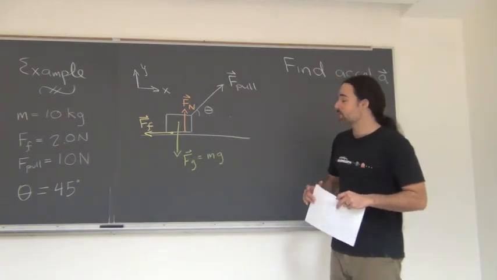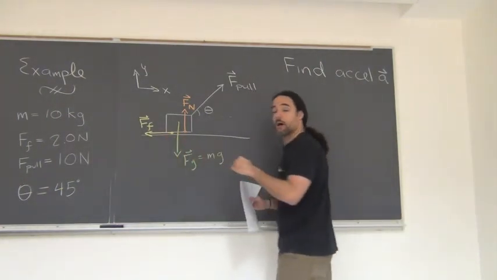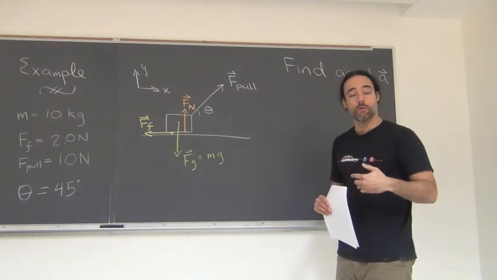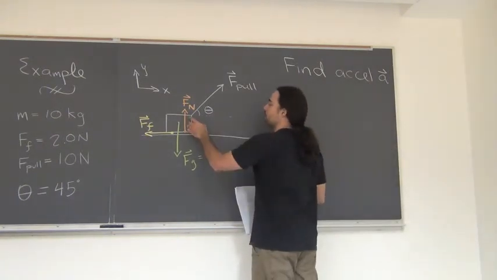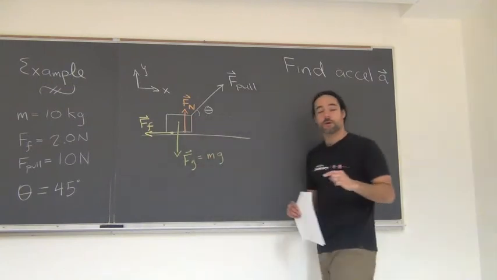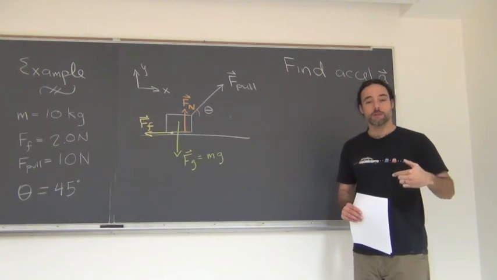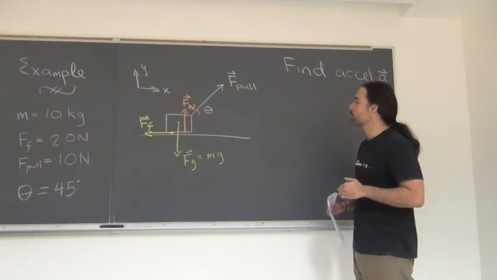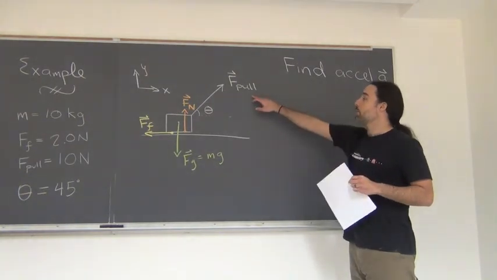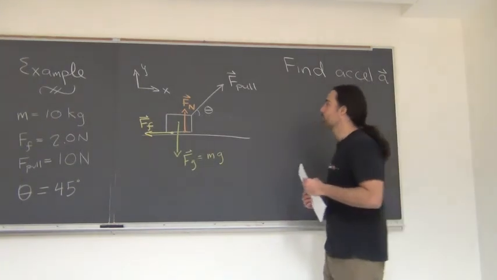Now that's pretty easy for most of the forces. So the force of friction is only along the horizontal, so that's only going to be in the negative x direction. The normal force and the gravitational force are both completely vertical, so they are going to be only along the y direction, positive or negative y direction. But the force that I'm pulling with, that's a force that can be broken into its x and y components.